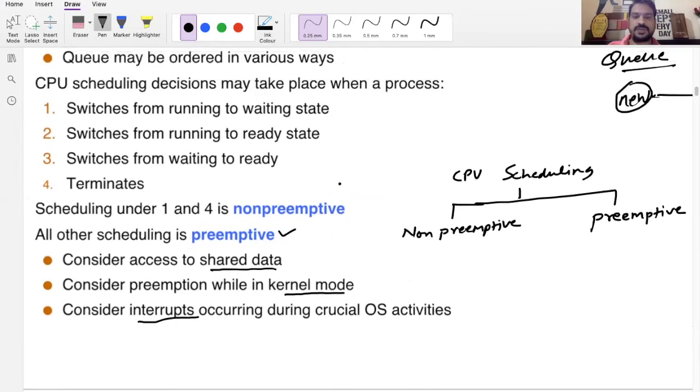So what happens in preemption? The process will go from the running state to the ready state, or from the waiting state to the ready state. In both scenarios, preemption will be taking place.